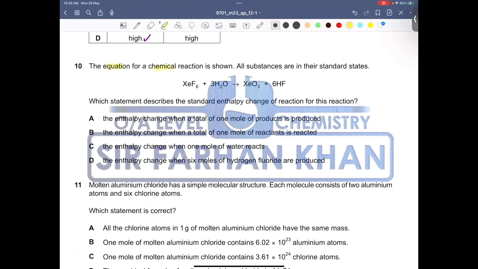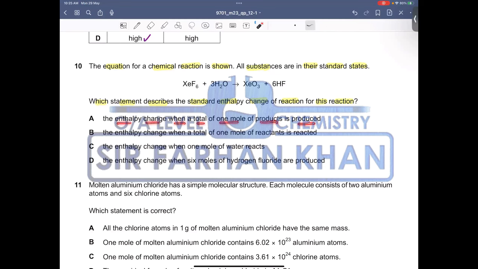Let's do the next question. The equation for the chemical reaction is shown. All substances are in their standard states. Which statement describes the standard enthalpy change of reaction for this equation? So we need to read them one by one. The enthalpy change when a total of 1 mole of product is formed.